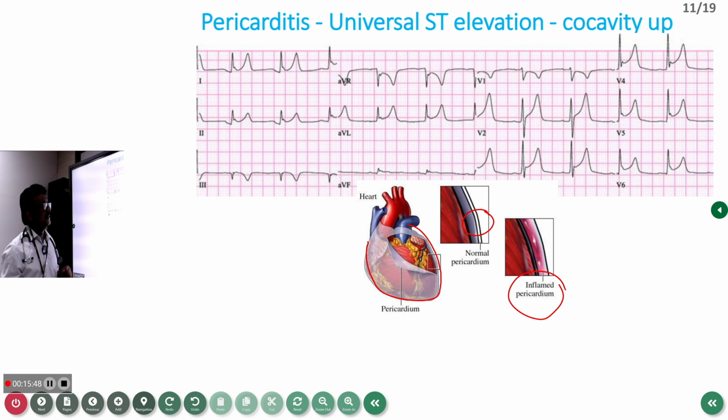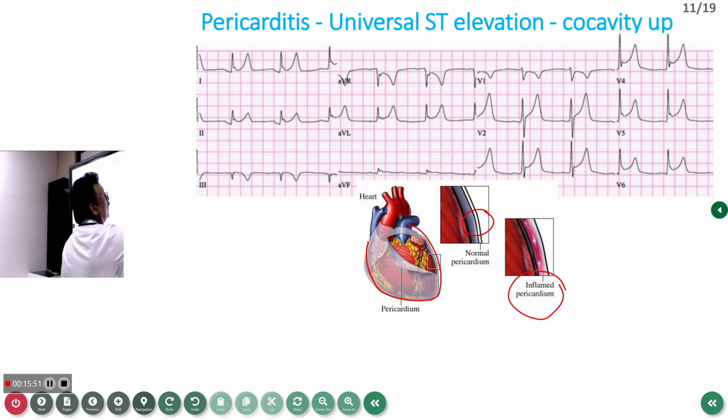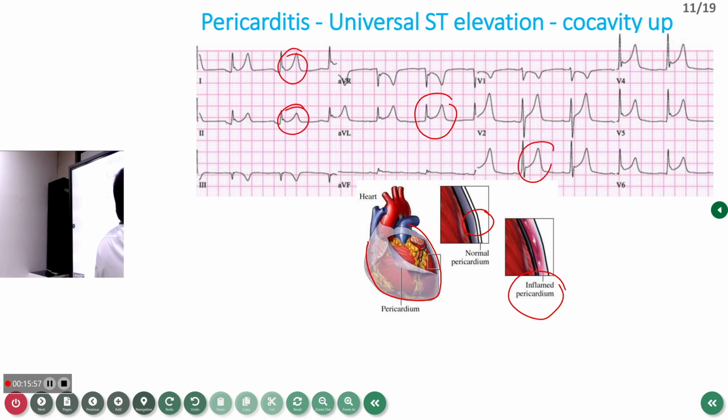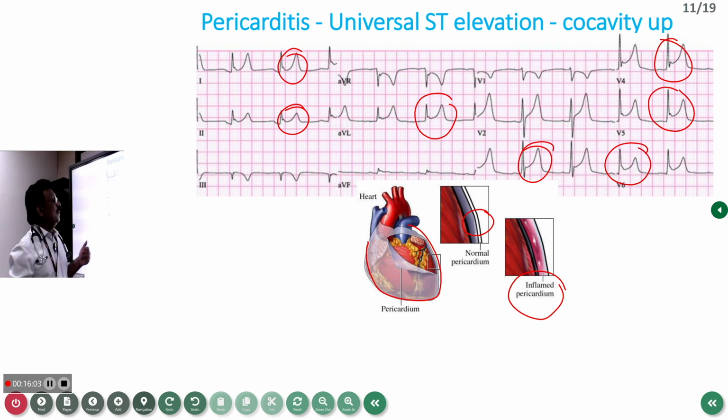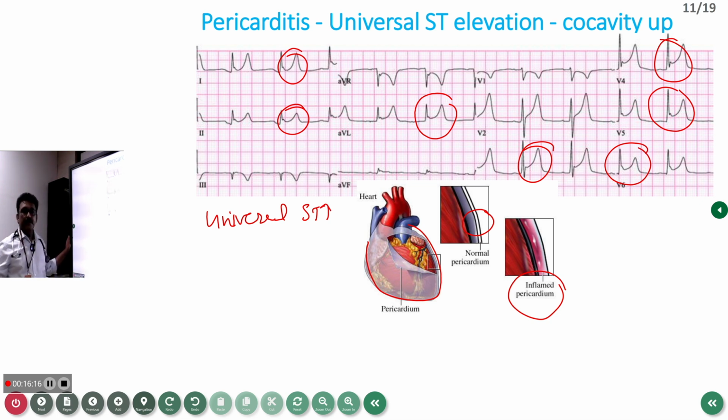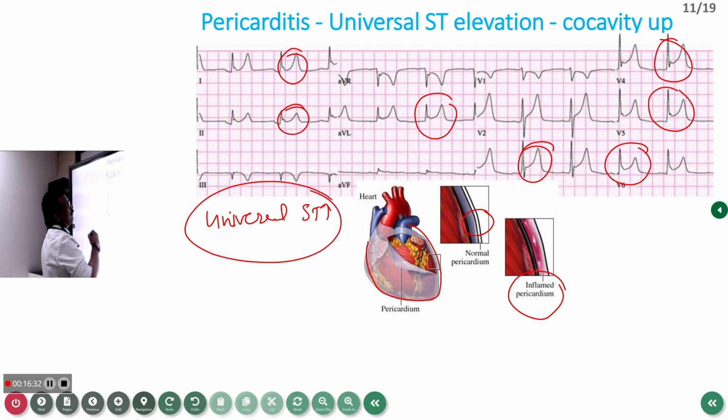But the typical finding in ECG is ST elevation in almost all leads. Wherever you see, there is ST elevation. So uniform and universal ST elevation is the classical finding you get in pericarditis. If you ask the patient, they will tell you I have had chest pain for the last 2-3 days, not acutely. If it is myocardial infarction, the patient will have acute chest pain. That is a main difference, and in all the leads you are seeing ST elevation. That is the main difference between acute pericarditis and acute myocardial infarction.